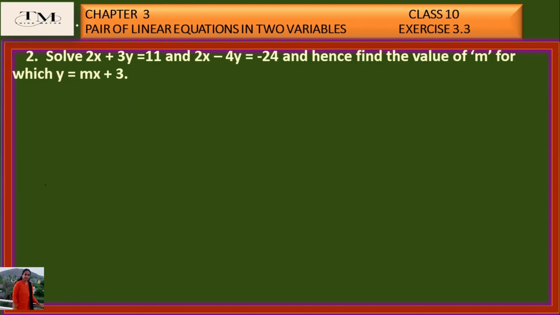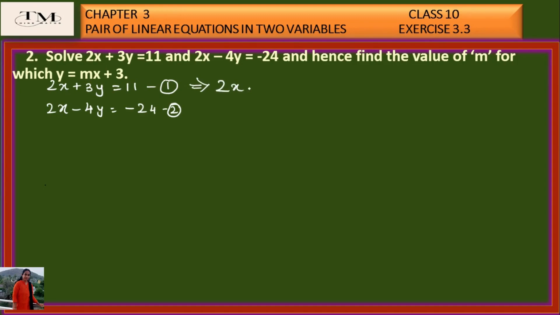So the two equations are 2x plus 3y equal to 11. This is the first equation. Another equation is 2x minus 4y equal to minus 24. So from any one of the equations, you have to find the value of x and y. Suppose we find the value of x from the first equation.